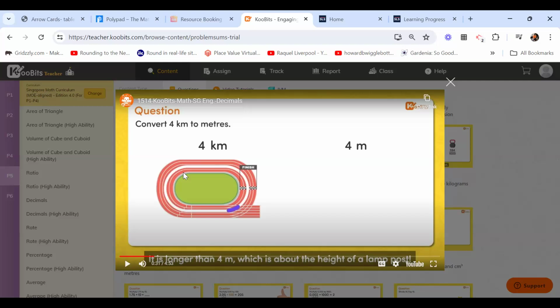Kilograms. Kilo, 1,000. Very good. So if it's 4 kilometers, it will be 4,000 meters. Okay, so not too bad.